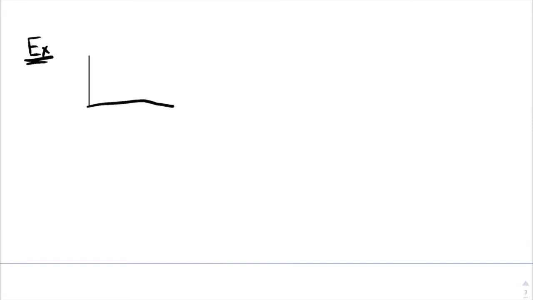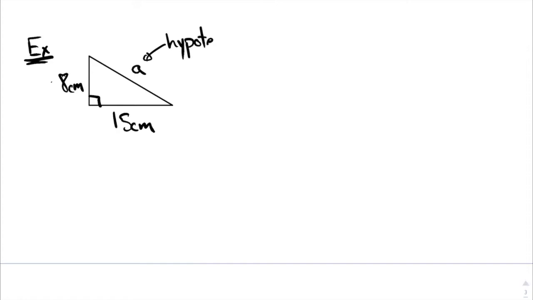So let's look at an example. Let's say I had the right angle that had a leg of 8 centimeters, a leg of 15 centimeters, and a side marked as A. Now, that A does not tell me that it's a leg. It just tells me that's the variable they decided to use. So I have to identify what's the longest side. Well, that side that's labeled as A happens to be the hypotenuse. It's the longest of the three sides. It's also opposite of the right angle.